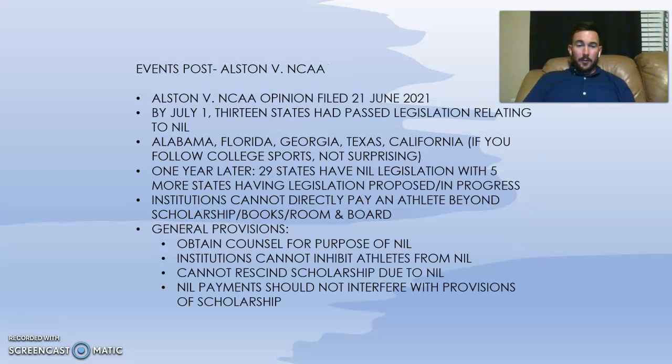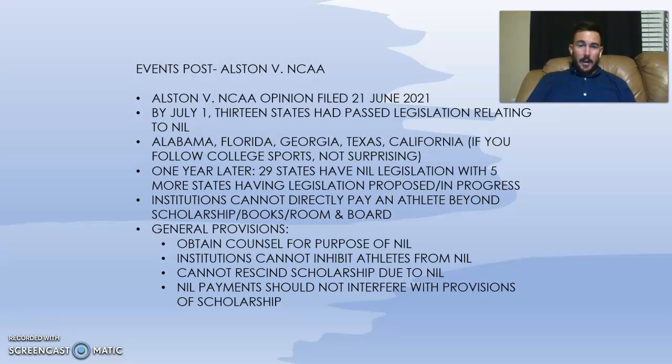So after Alston v. NCAA, within 2 weeks, 13 states had passed legislation relating to name, image, and likeness. Your usual suspects, Alabama, Florida, Georgia, Texas, California, all the big boys in terms of college sports, had passed legislation within 2 weeks, setting the groundwork, the guidelines for what NIL could be in their states. The general consensus between those was the idea that the institutions cannot directly pay an athlete beyond scholarship, books, room and board, the same idea that was in place.